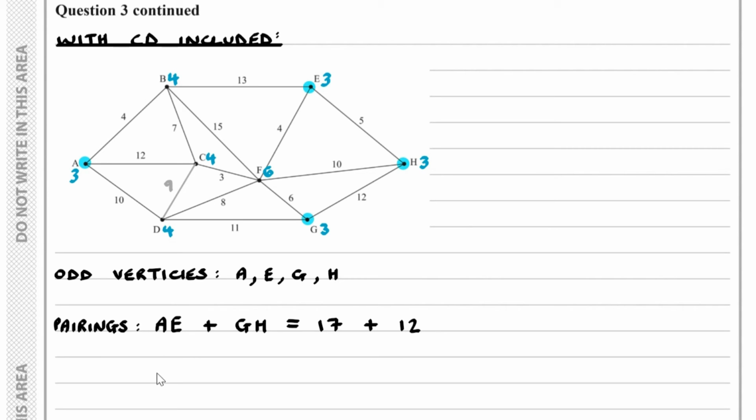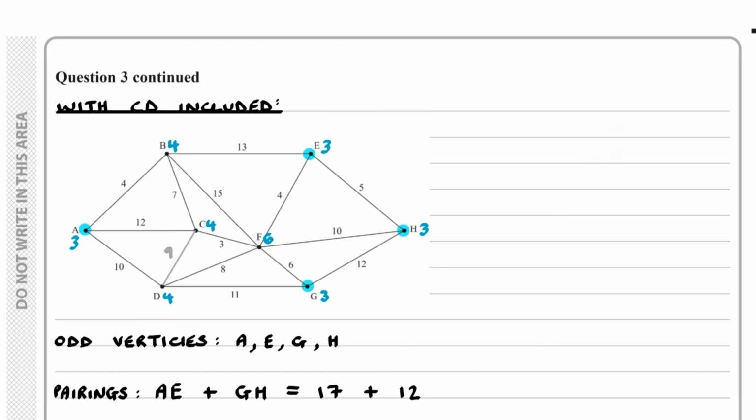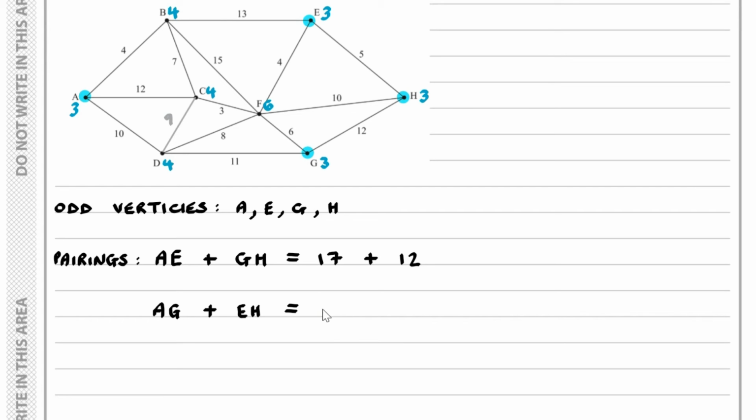We could also have A to G added to EH. So if I work out what this is, I've got AG, we found that to be 20. And E to H, that's 5.